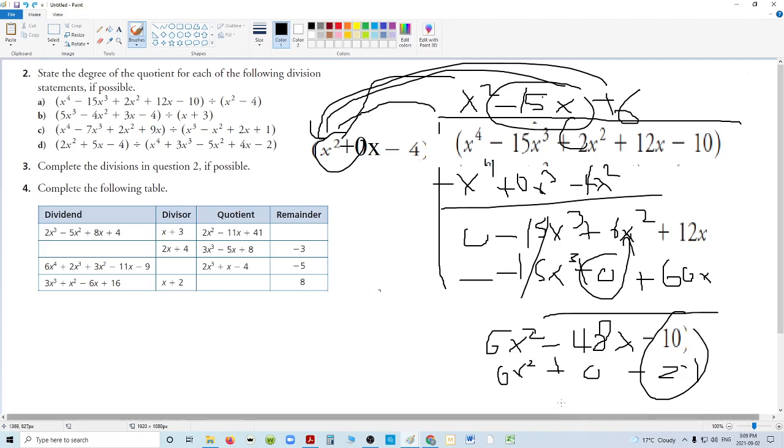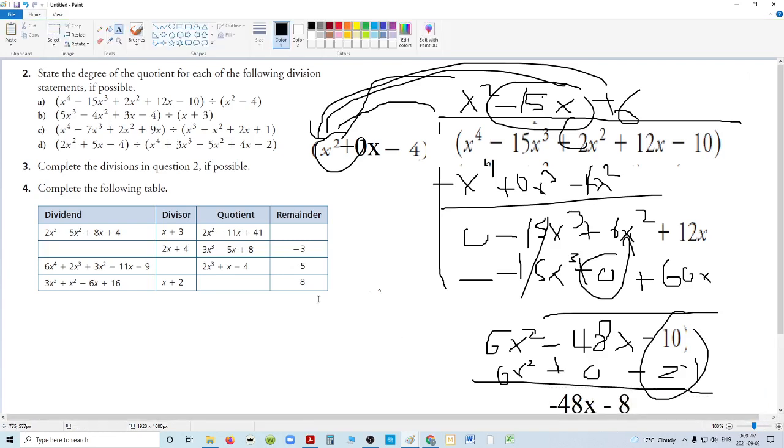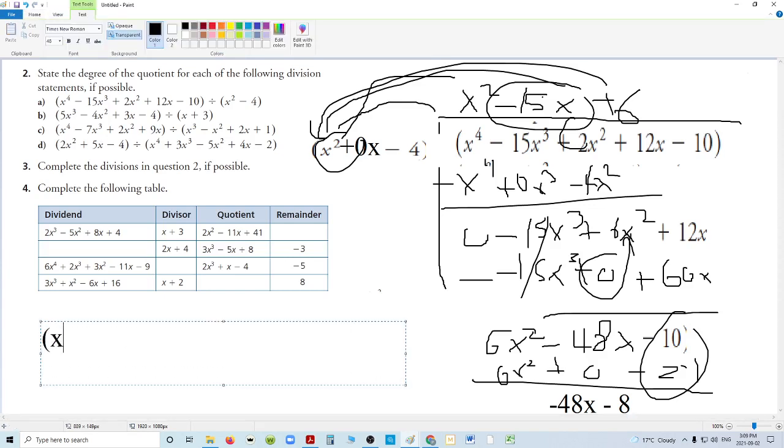And when I subtract it, I can see I'm left with a remainder that's quite complicated. And the remainder is minus 48x. And when I minus 2, I'm left with minus 8. And that's the remainder. So I would write that now as this. X squared, and I'll just put it in there in a second, minus 4 creates the quotient, x squared minus 15x plus 6, look up top, with a remainder of minus 48x minus 8.